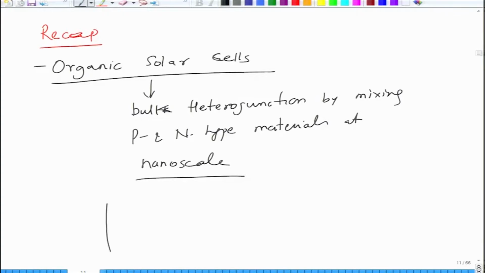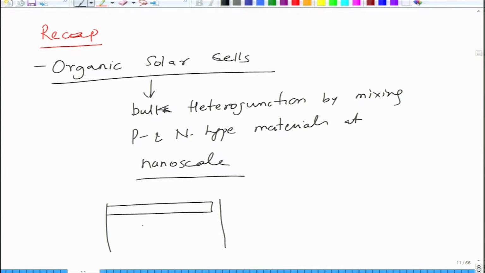Another requirement is that the two phases must make a continuous, interpenetrating network, so that carriers are always able to diffuse to the respective electrodes. If they are not able to move to the different electrodes, then they will again be lost. As a result, it is important that the network of the two phases is continuous even at nanoscale. So ideally you would like to have a structure like this.